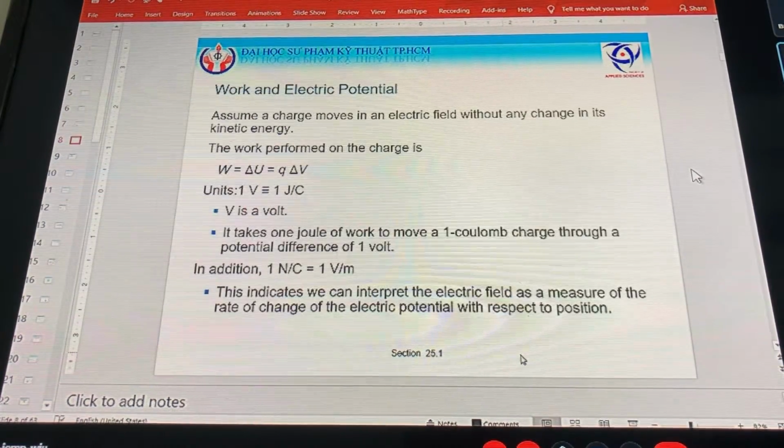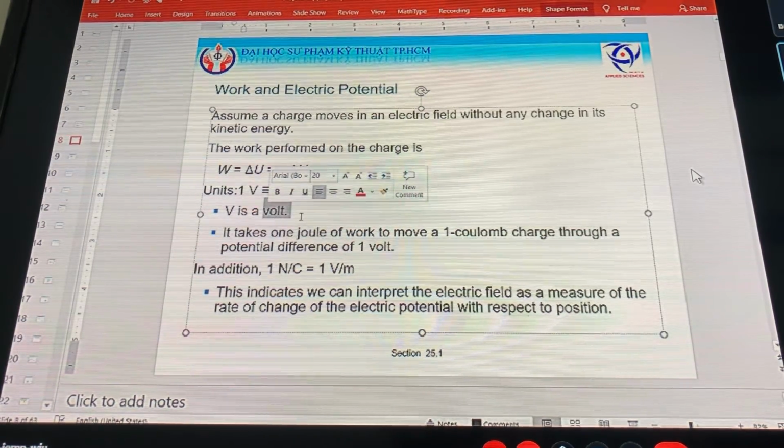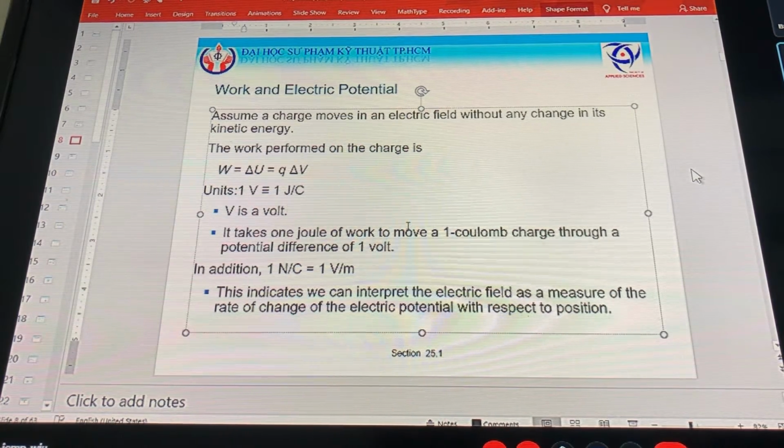Okay, now what is the unit of V? The unit of V is volt. It comes from the name of the Italian physicist Volta, and in English we call it voltage, but voltage is long, so we use volt instead of voltage. Okay?